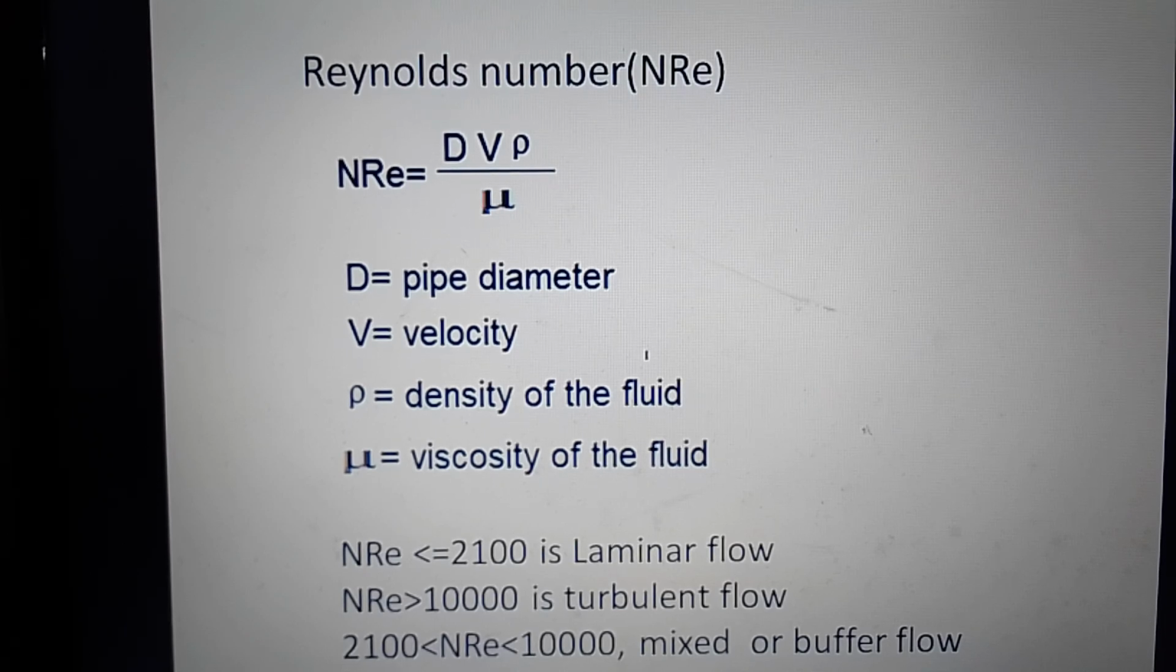Now see that NRE, the Reynolds number, for a laminar flow will persist as long as it is less than or equal to 2100, and if the Reynolds number is greater than 10,000, it is turbulent, whereas if the Reynolds number is in between 2100 and 10,000, then it is a buffer flow. So we have three distinct types of flow system in a pipeline. This is applicable for pipelines only, where the Reynolds number is a unique number utilized for determining this.